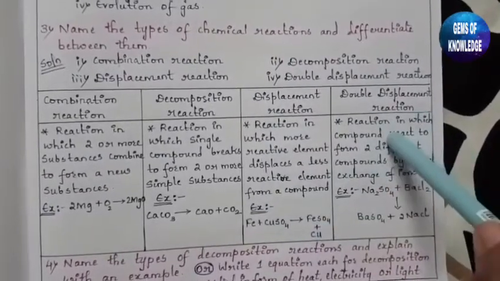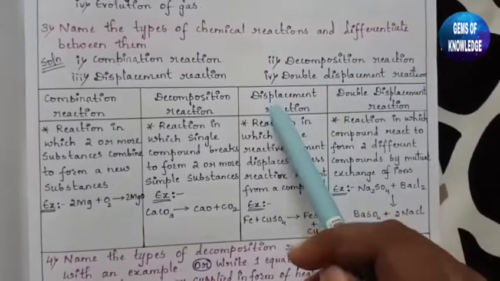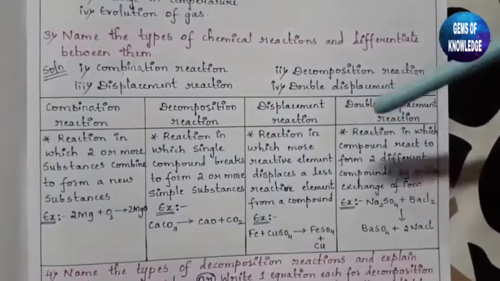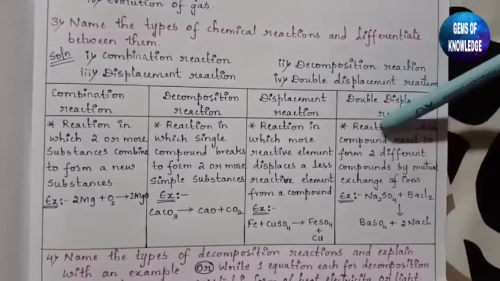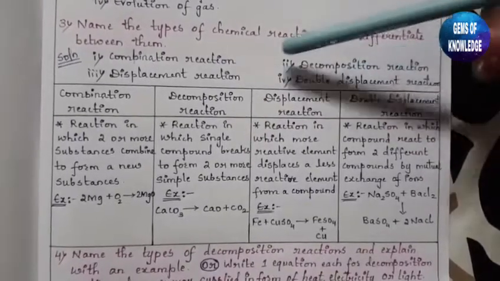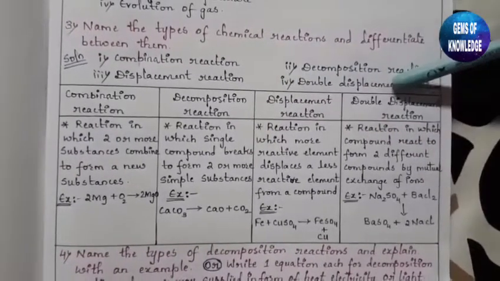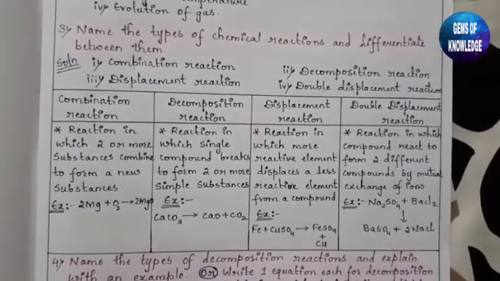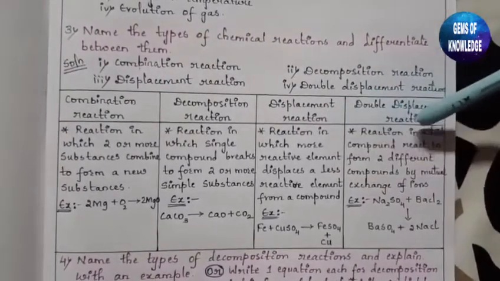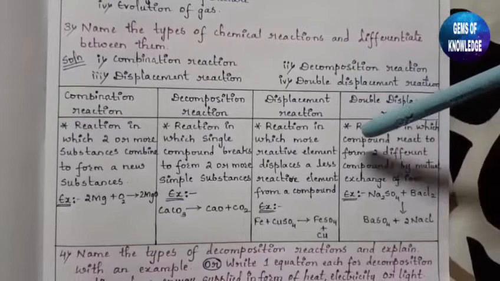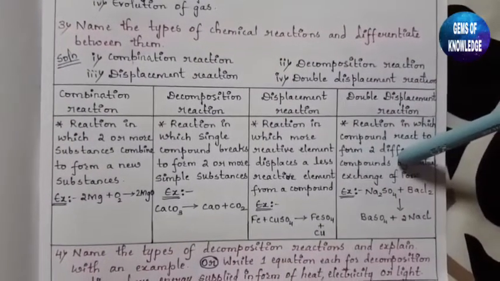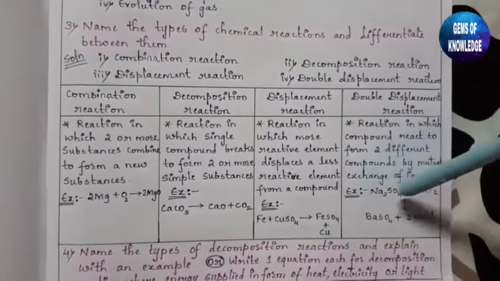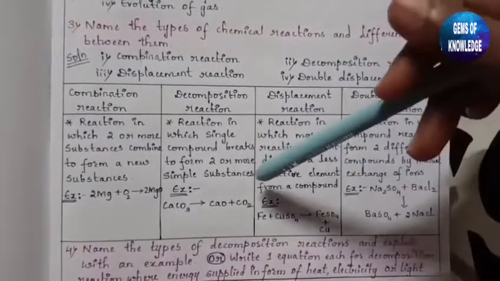Similarly, double displacement reaction. If you understood this, then you can definitely understand what a double displacement reaction is. Here, double displacement is taking place 2 times. It is a reaction in which compounds react to form 2 different compounds by mutual exchange of ions. Sorry, I forgot to tell you something here.